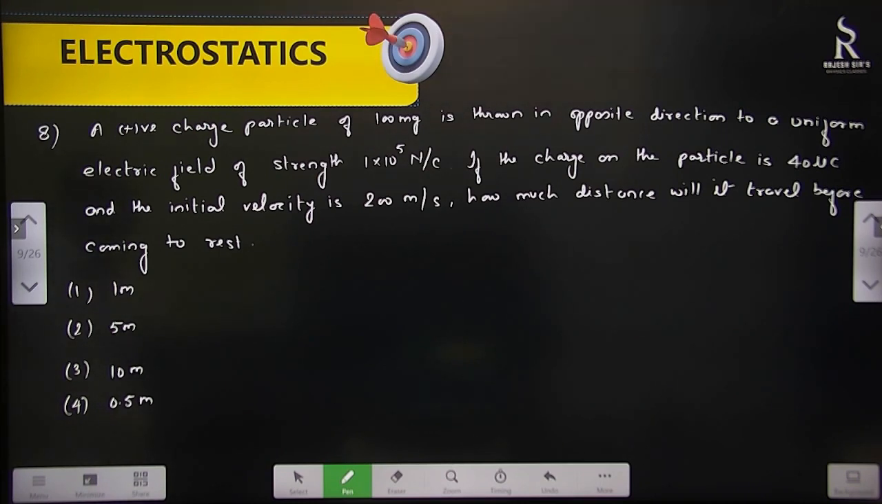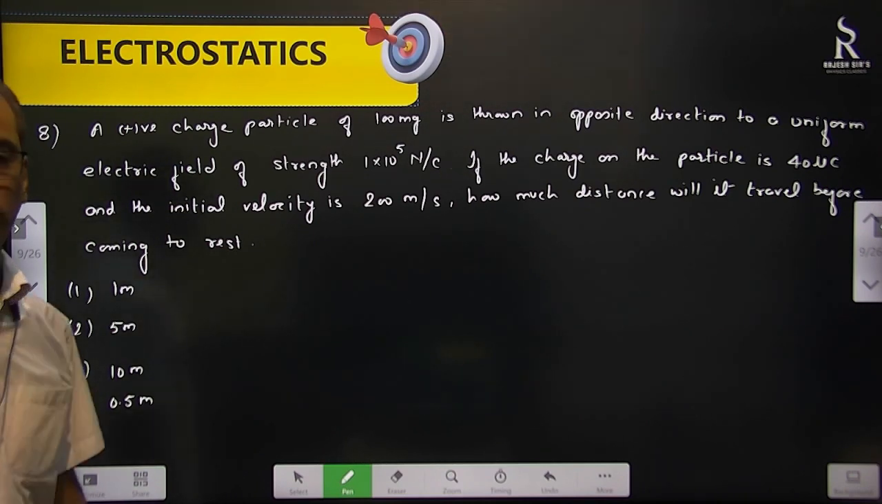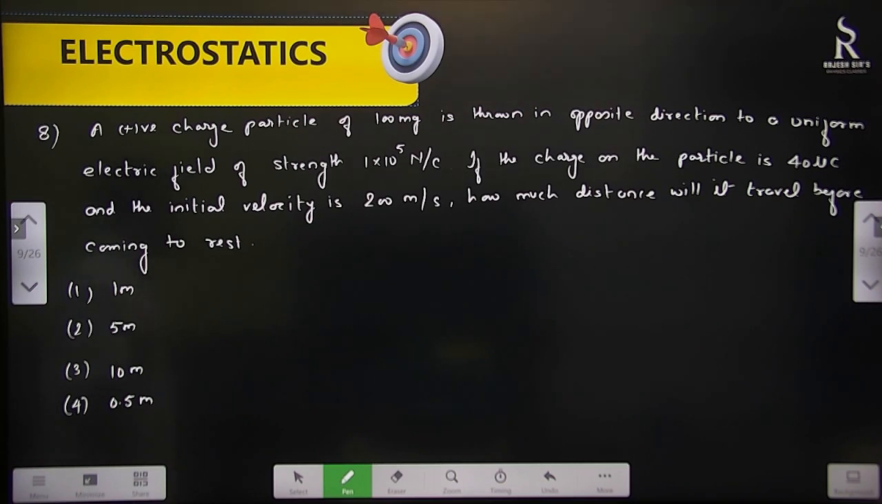A positive charge particle of 100 milligram is thrown in opposite direction to a uniform electric field of strength 1 into 10 to the power 5 Newton per coulomb. If the charge on the particle is 40 microcoulomb and the initial velocity is 200 meter per second, how much distance will it travel before coming to rest?